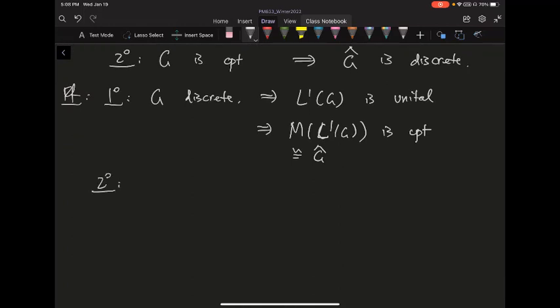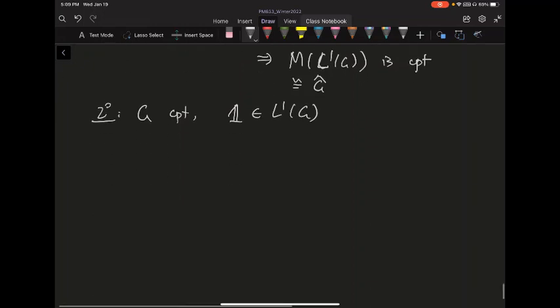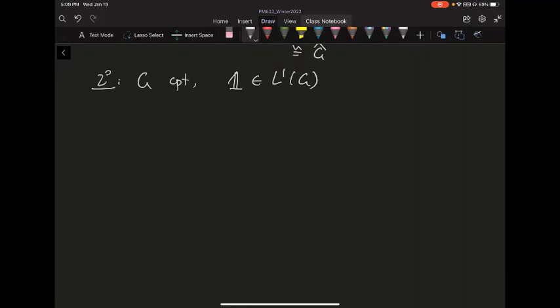On the other hand, suppose I start with G compact. When G is compact, then the constant one function now becomes an element of L1 of G, because you have a compact set, so the measure of G has to be finite. You can even take a probability measure. So let the bold one be the constant one function. That's going to be in L1 of G. It's not the unit, because when you convolve with other stuff, it doesn't preserve it. It's just a function inside L1 of G.